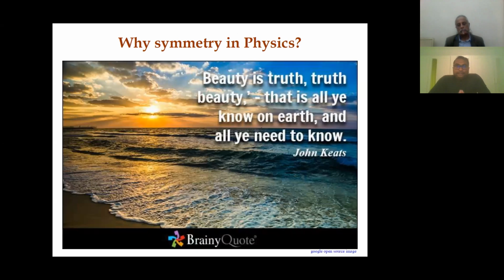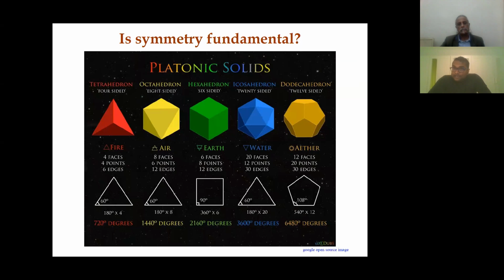Now, the next question is: is symmetry fundamental? This question was asked by Greek philosophers more than 2000 years ago, and they were so fascinated by symmetry that back then they had these five platonic solids that are symmetrical: the tetrahedron, the red one, octahedron, hexahedron, icosahedron, and the dodecahedron. So they were so fascinated by symmetry, they thought that the fundamental elements of nature must be connected to them.